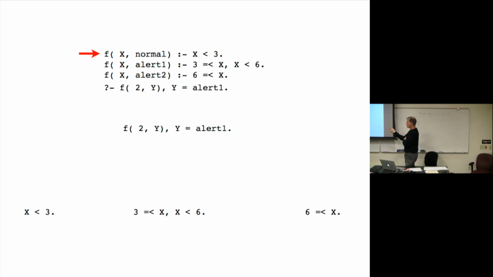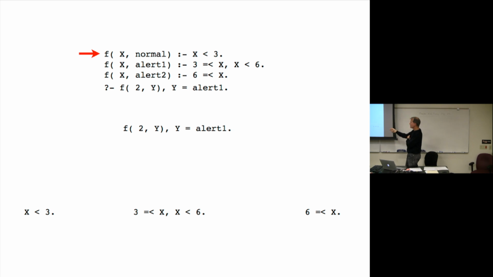So look, you guys. What happens when I type f(2, Y), Y matches alert 1? What's the first thing that Prolog is going to do? It's going to search for what?